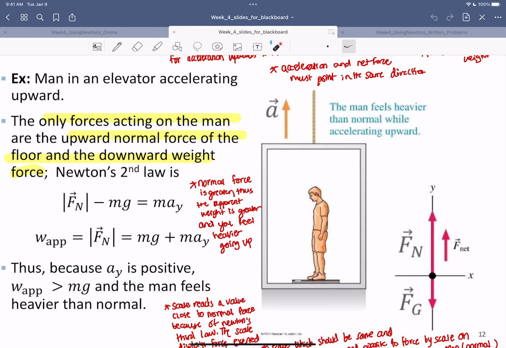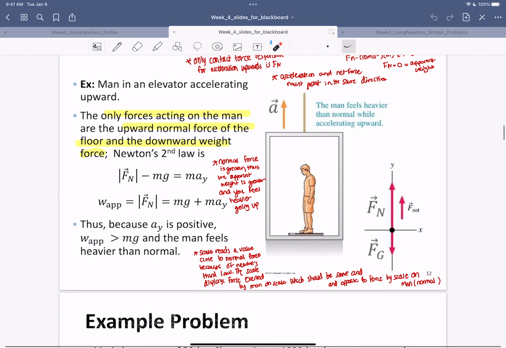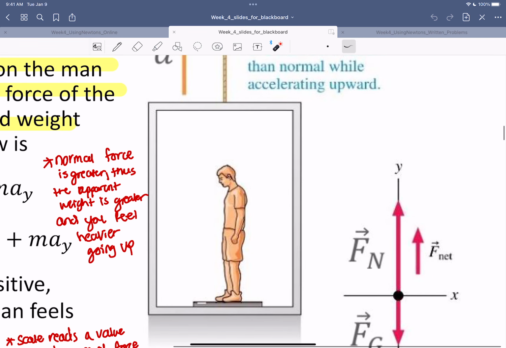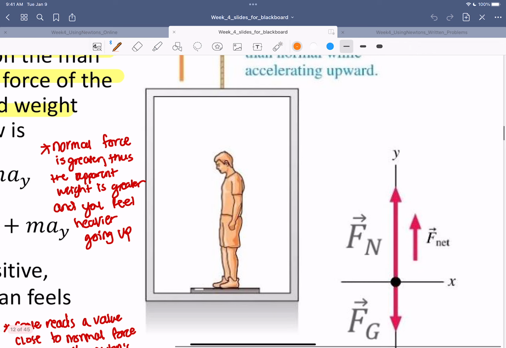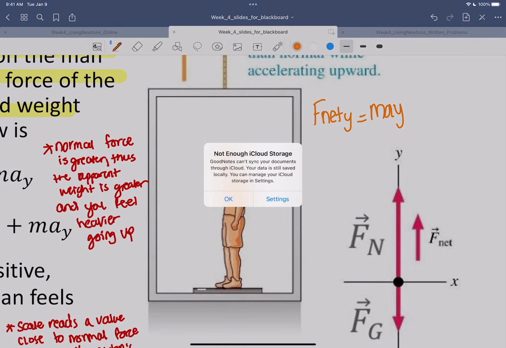Positive, right? And what does that mean for the acceleration? So if it's F net y, for example, that's going to be equal to ma y, right? So it's not equal to 0 because it's moving upwards. So there's a net force upwards.